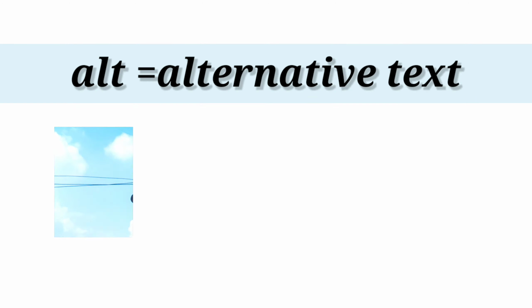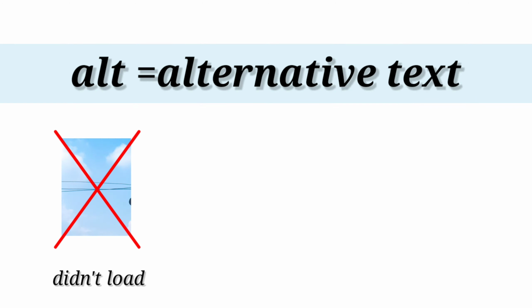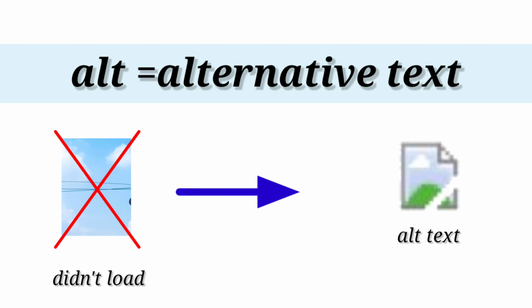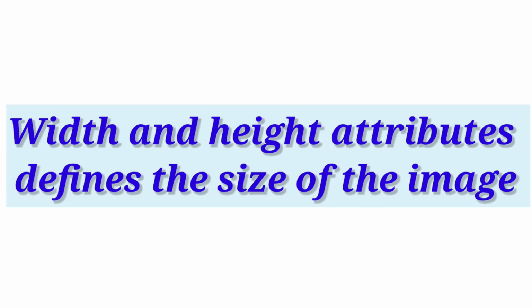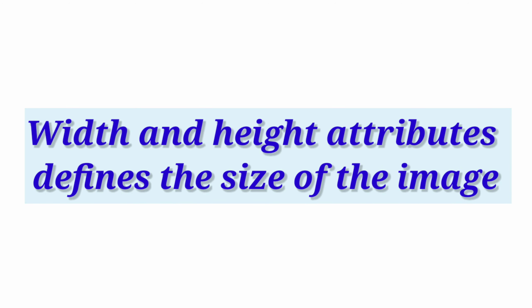For example, if the image did not load for some reason, then at the place of image whatever the alternative text had written, that only will appear with a broken image icon. The width and height attributes define the size of the image. You can increase or decrease the size of the image by using width and height attribute. So let's do an example.